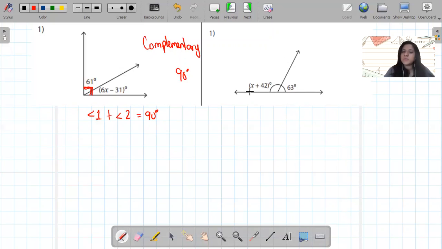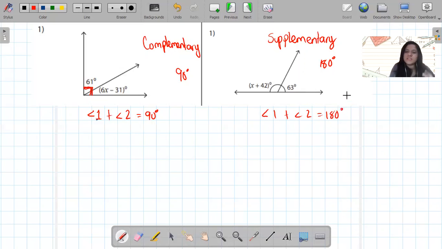And in this case, this one is supplementary because we have a straight line here, and the straight line is equal to 180 degrees. So that means that if we add these two angles, they are equal to 180 degrees. The formula for supplementary angles is angle 1 plus angle 2 is equal to 180 degrees. Those are the formulas we're going to use.